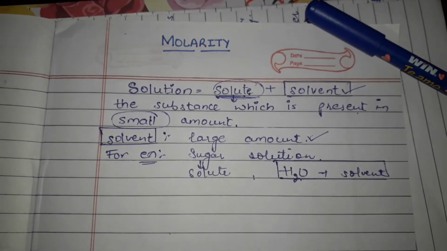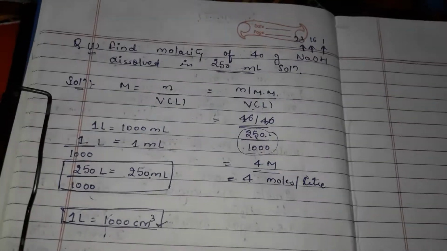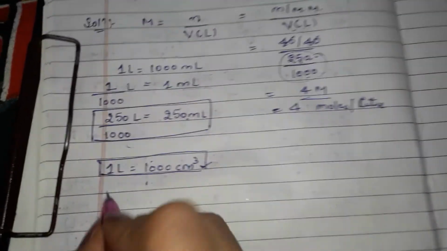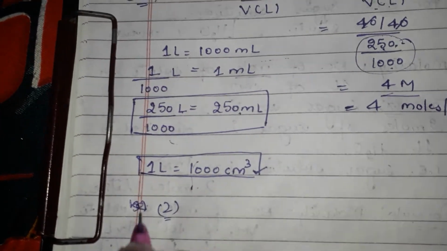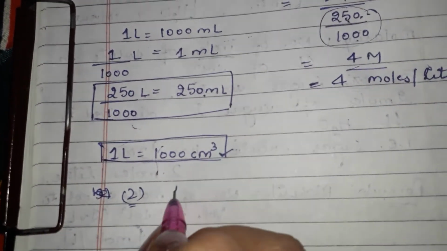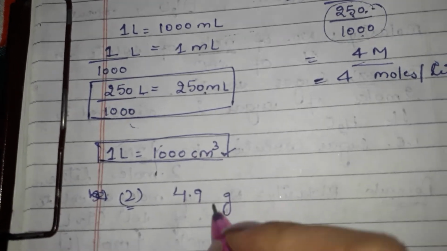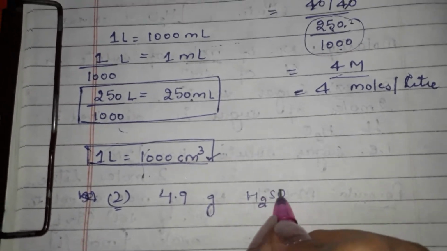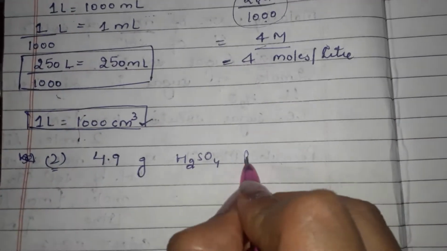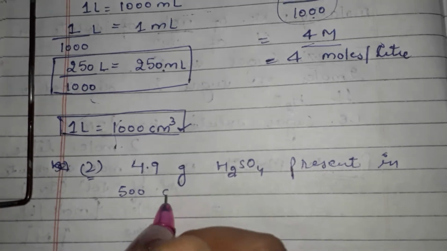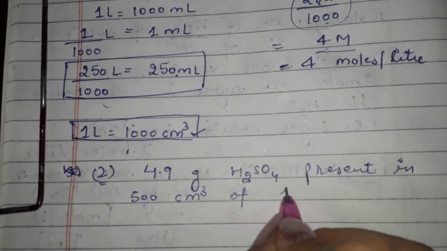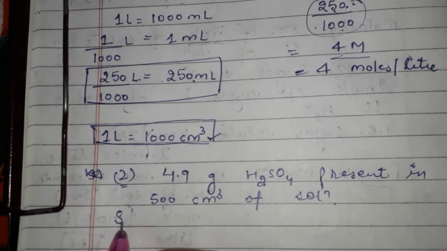Now come to our molarity. Now, the second question is: find the molarity of 4.9 gram sulfuric acid present in 500 centimeter cube of solution.